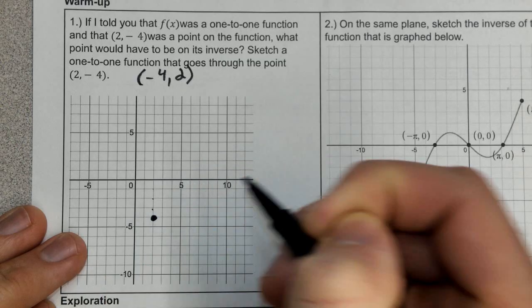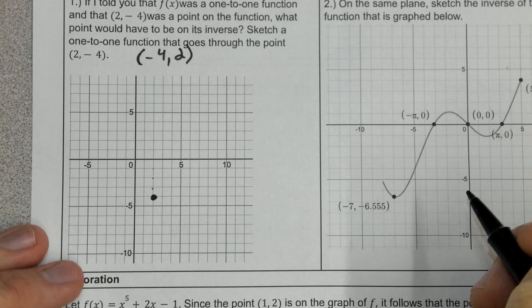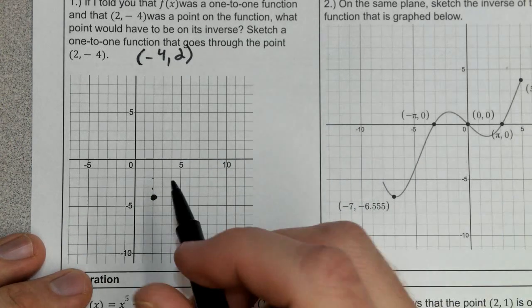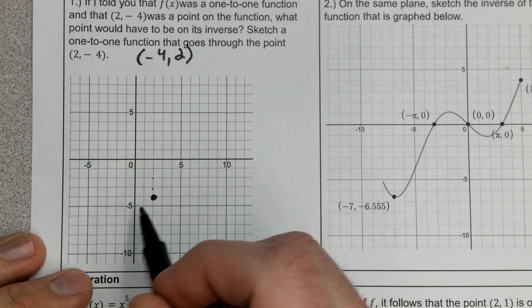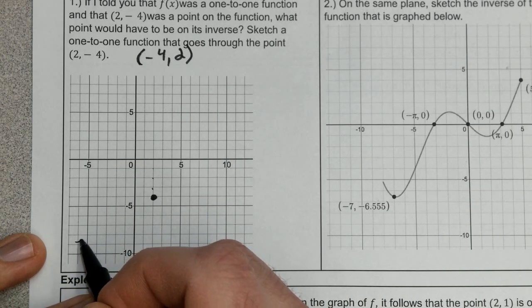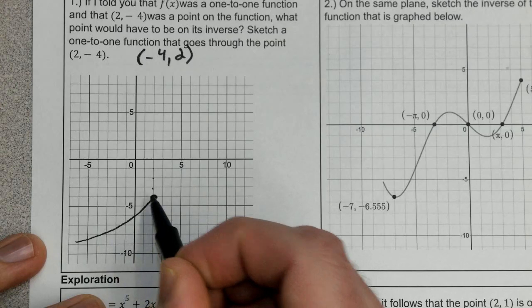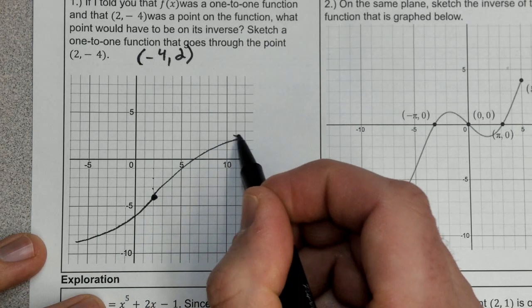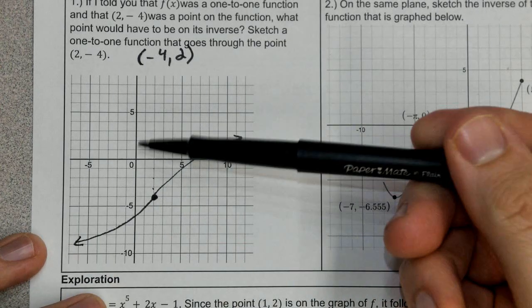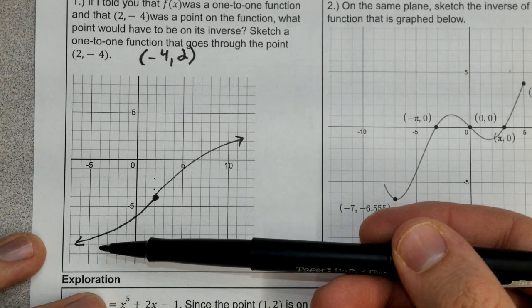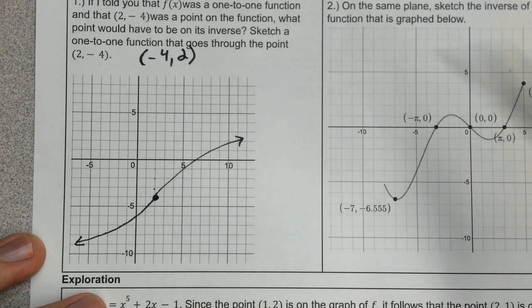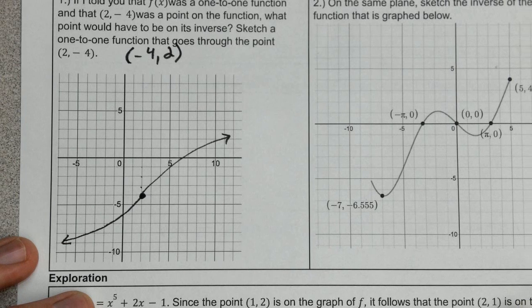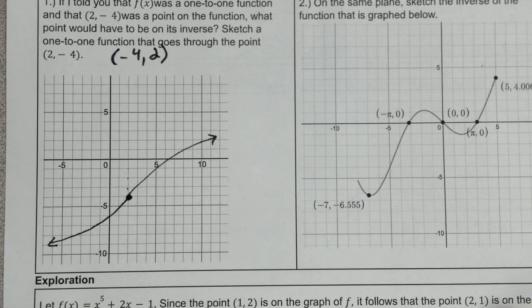If it's a one-to-one function, its inverse has to pass a vertical line test. That means that this function has to pass the horizontal line test. Your function could look like anything as long as it passes the horizontal line test. That is, there's no place where you can draw a horizontal line through more than one point. Okay, so there we go. That's how an inverse is defined, how it's built.